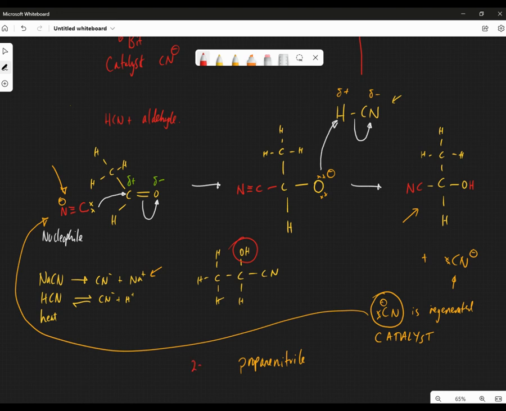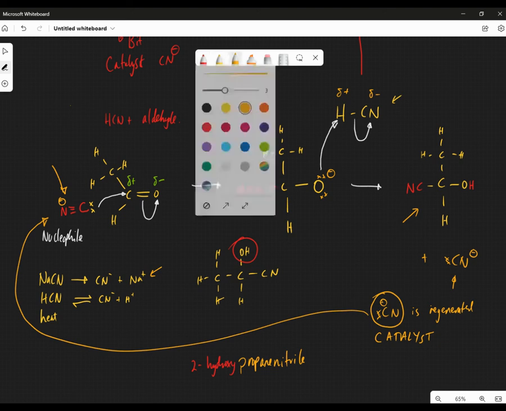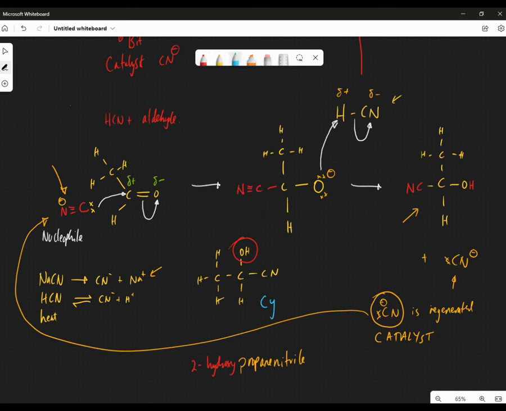So this is called 2-hydroxy propane nitrile, and it is an example of a cyanohydrin. These are called cyanohydrins. This is the cyano group. This is the hydroxy group. All right. Don't worry too much about that, but it's a cyanohydrin.